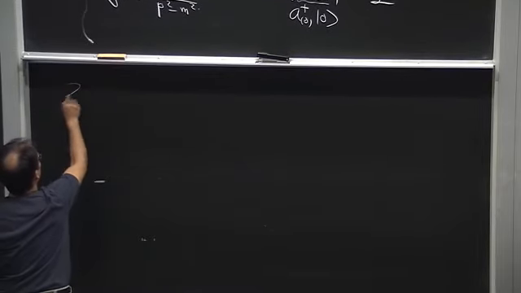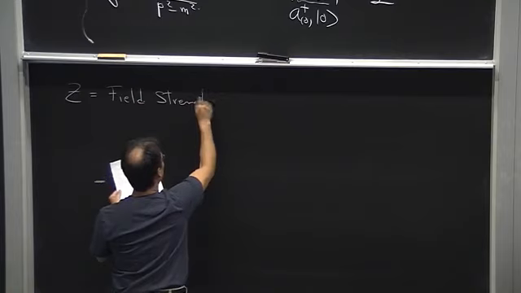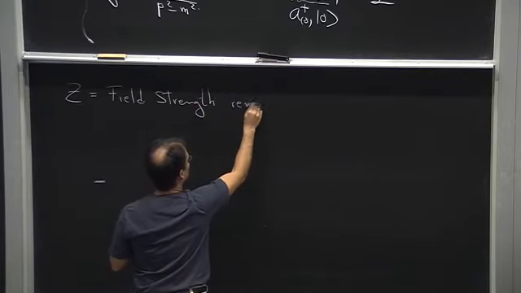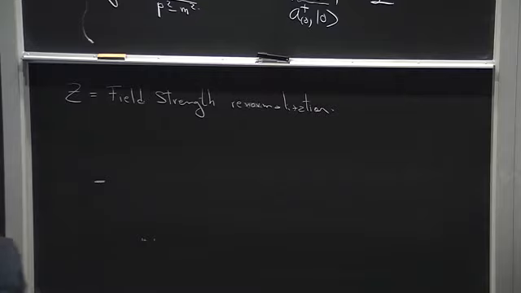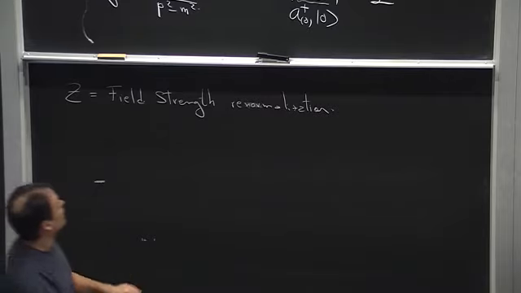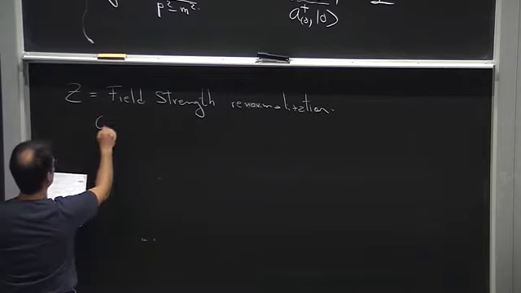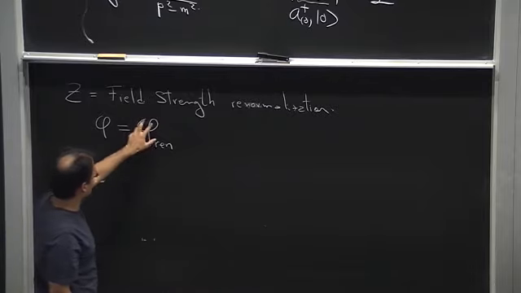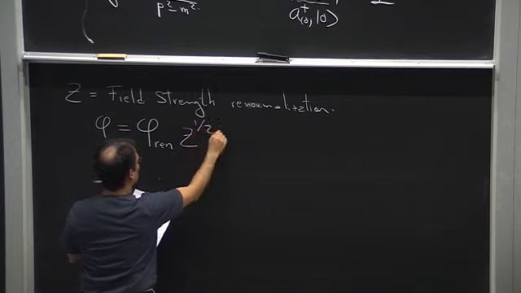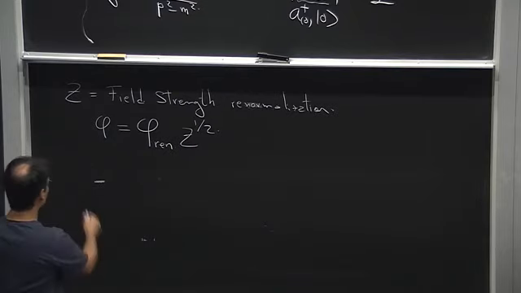But this z is called field strength renormalization. And the reason is that we would like to deal with a field that actually gives you an amplitude for producing from the vacuum the number 1. Okay? So it's more natural to rescale your fields, so this is going to be called the field renormalized by a factor of z to the half. Okay? So that when you compute this quantity, you get 1.